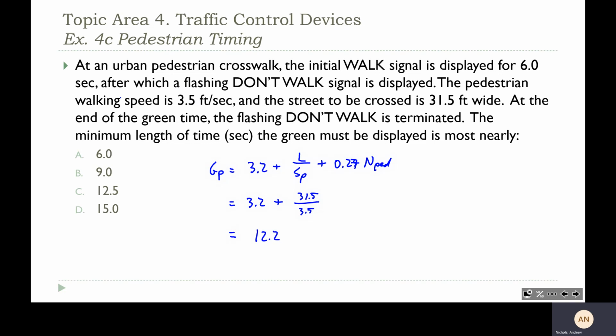12.2. So we'll assume that that's correct and call it 12.5. Yeah. I'm going to have to go search for the source of this equation. But at least you know how to use it.